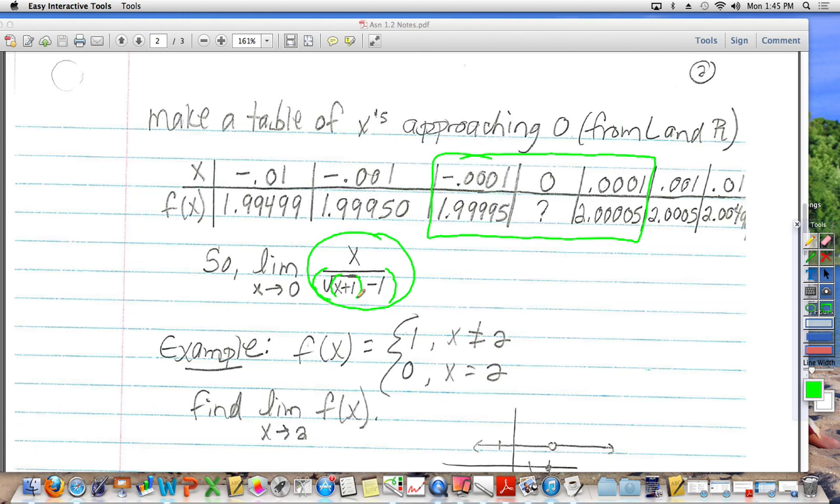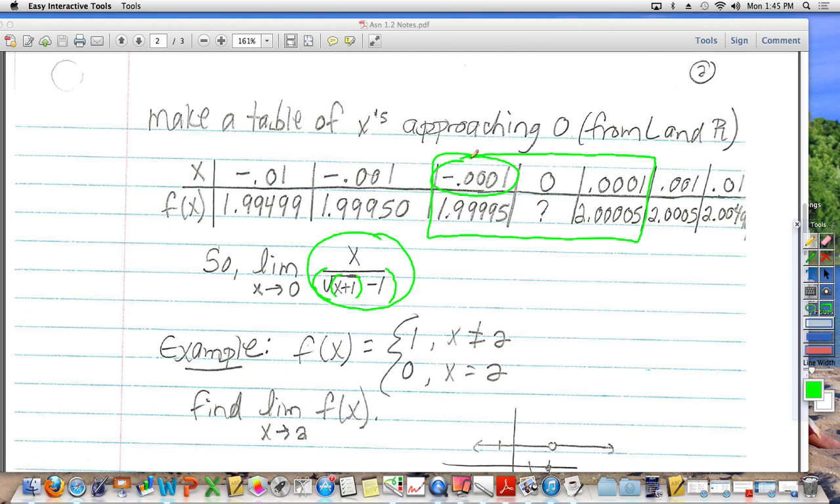And when you make a table, you should notice that at 0, it should say error. Does it say error? So then, go to table start, press second window, and start your table right at this value. Start it at negative 0.0001. You should get 1.99995. Do you agree? Yeah.